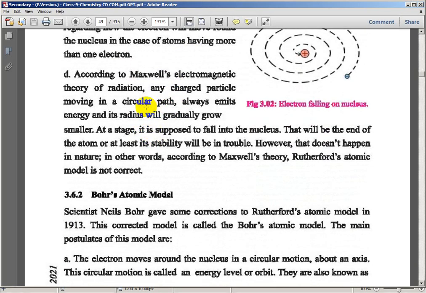Now, according to Maxwell's electromagnetic theory of radiation, any charged particle moving in a circular path always emits energy, and its radius will gradually grow smaller. At a stage, it is supposed to fall into the nucleus. That will be the end of the atom, or at least its stability will be in trouble. However, that doesn't happen in nature. In other words, according to Maxwell's theory, Rutherford's atomic model is not correct.